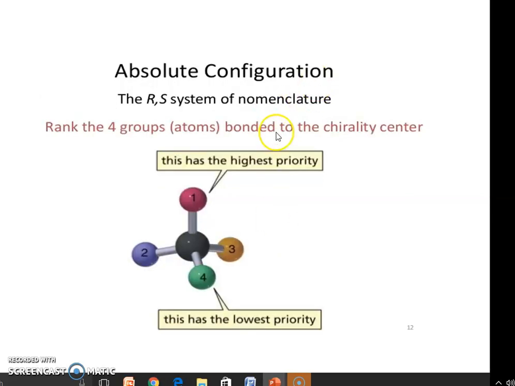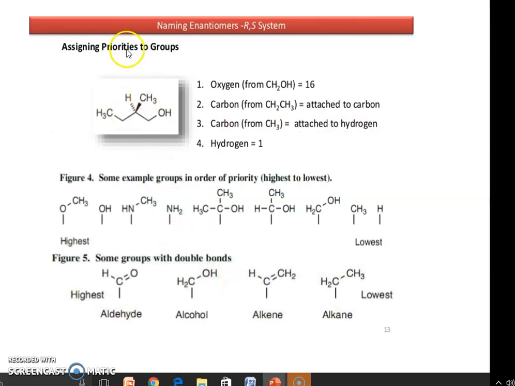So to see that, rank the 4 atoms bonded to the chiral center like this: 1, 2, 3, 4. This is of lowest priority and this is of highest priority. This is highest and this is lowest. And now what we have to do is assign the priority to the groups. The oxygen atom from CH2OH is 16. The carbon of CH2 is attached to the carbon of CH3. The carbon from CH3 is attached to hydrogen. Hydrogen is 1. So in this case, the highest priority will be 1 and the lowest is hydrogen.